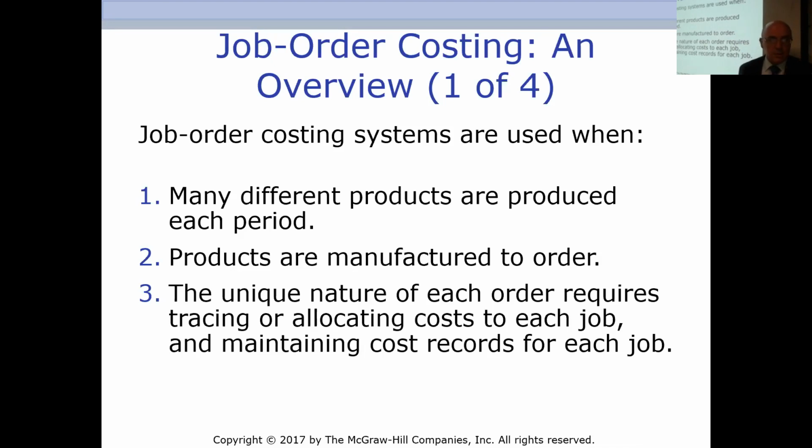So job order costing is used when many different products are produced each period. Products are manufactured to order. You may have orders from different people. They may say, we want this, and we want a couple other things, bells and whistles put on. You have to estimate what the cost of including those bells and whistles might be. The unique nature of each order requires tracing or allocating costs to each job.